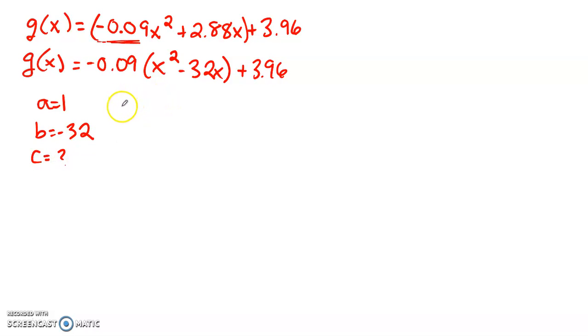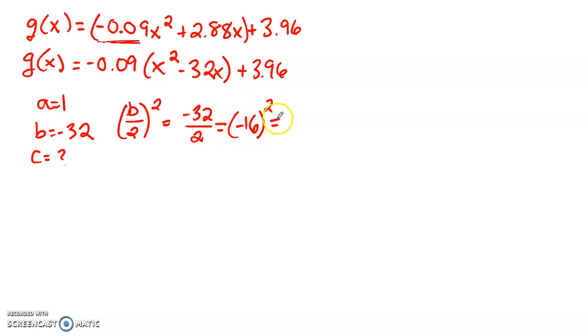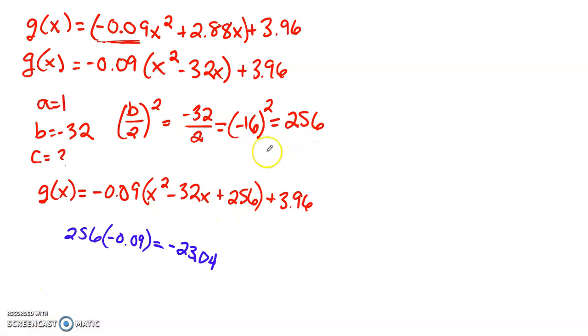All right, in order to figure out what to add, my formula is b divided by 2 squared. Negative 32 divided by 2 gives me negative 16. Negative 16 squared gives me 256. All right, so 256 goes in there. So I wrote it out adding the 256.